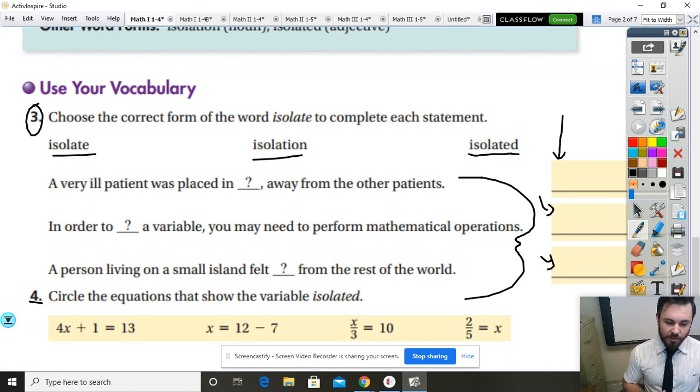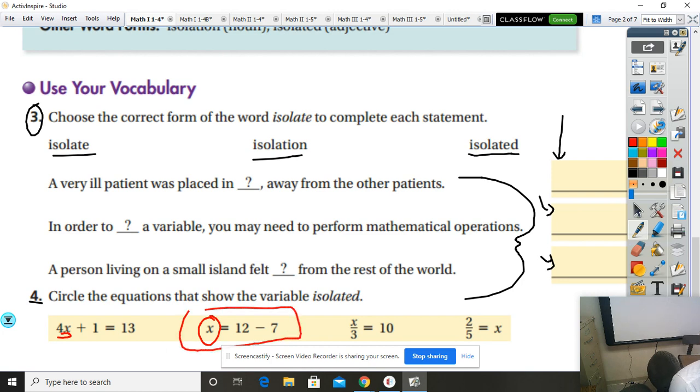Number 4 is asking which one of these equations has the variable already isolated. In this case, they all look like x. Which one is x by itself? Notice this one. x is definitely not by itself. It's not the only thing on one side of the equal sign. That's what it means when it's isolated. But if you jump to this one, notice how x is the absolute only thing on that side of the equal sign. So we would say this is already isolated.